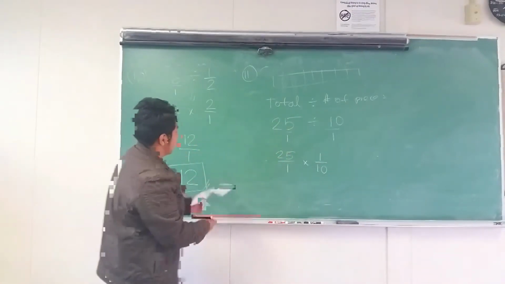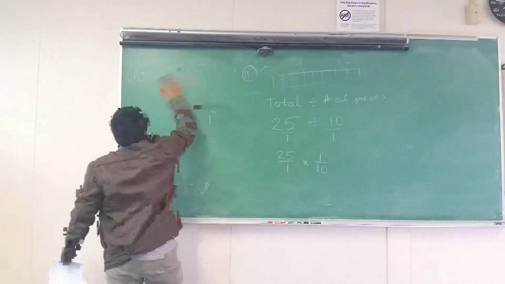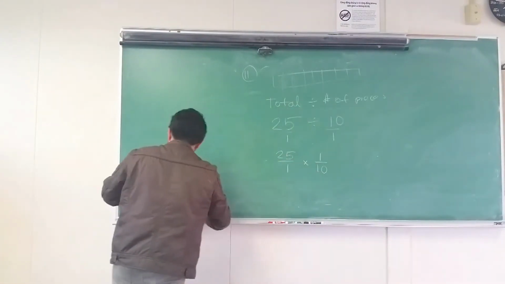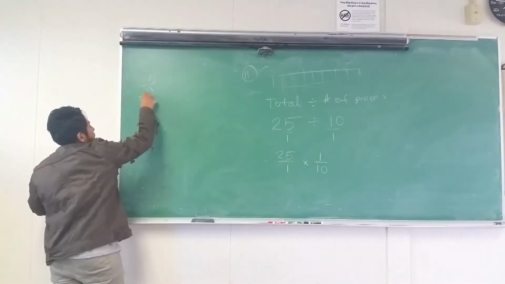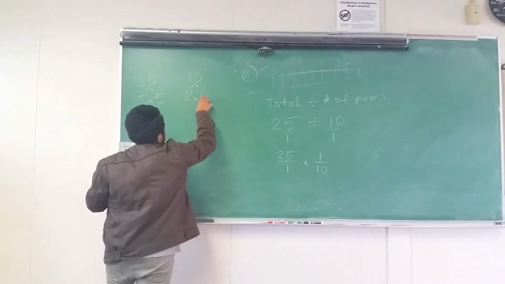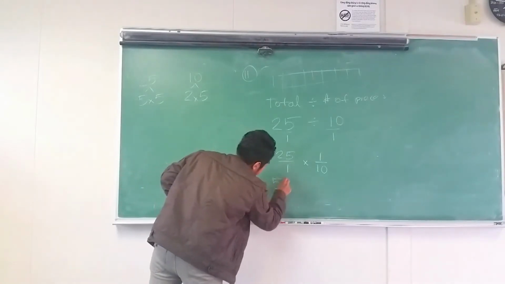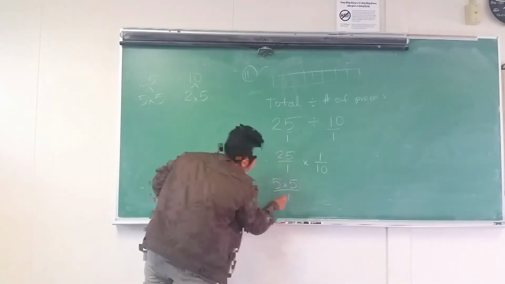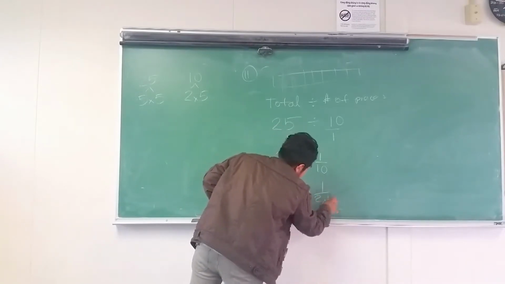Let's write it as a product of prime numbers now. That 25 is what? I'll do my work on the side. So that 25 is 5 times 5, and that 10 is 2 times 5. Therefore, instead of writing 25, I'm going to write 5 times 5 over 1, and instead of writing 10, I'm going to write 2 times 5.